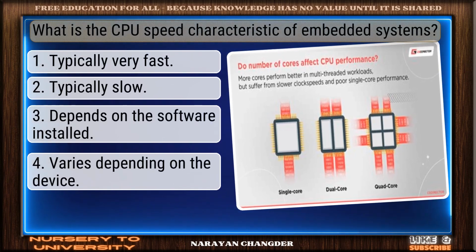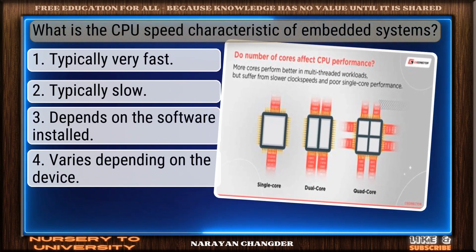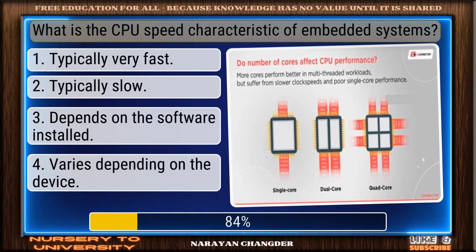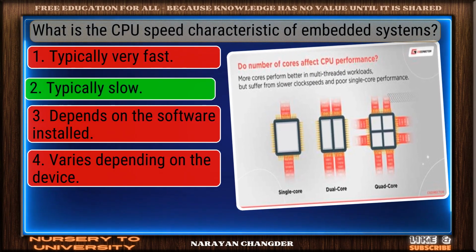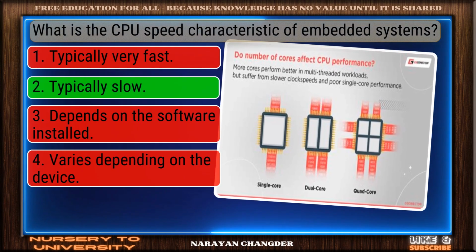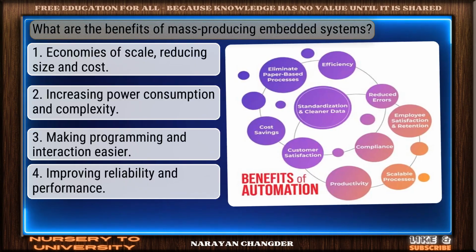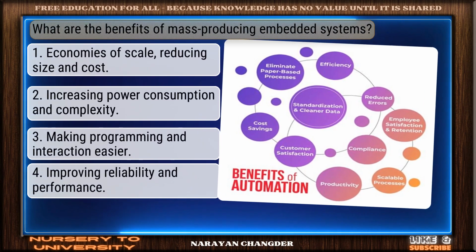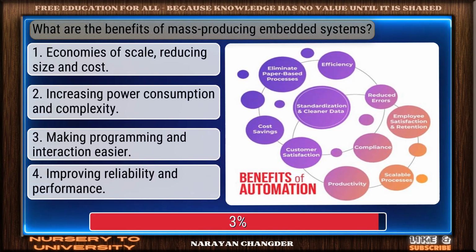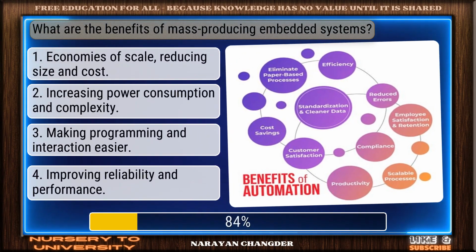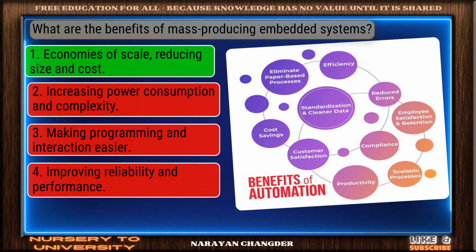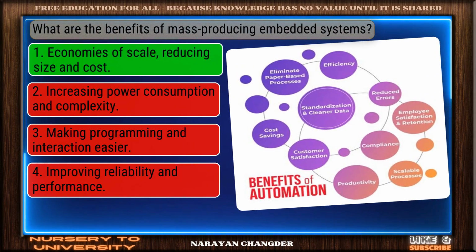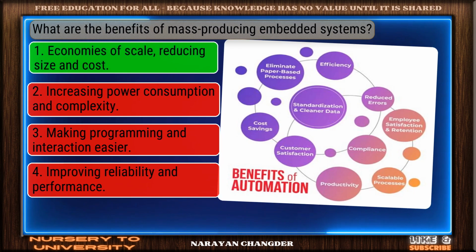Question number 1. What is the CPU speed characteristic of embedded systems? Correct response. Typically slow is the most accurate answer. Question number 2. What are the benefits of mass-producing embedded systems? Perfect. Economies of scale, reducing size and cost, is the correct choice.